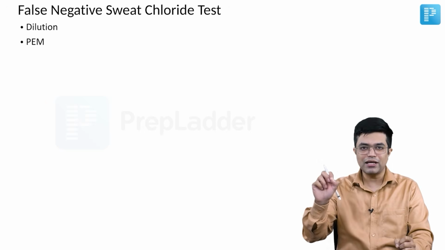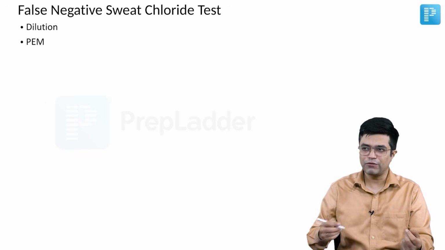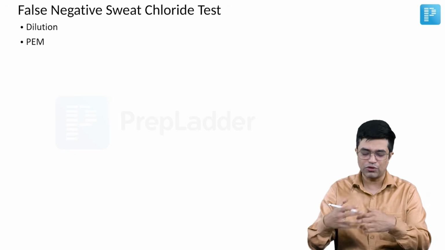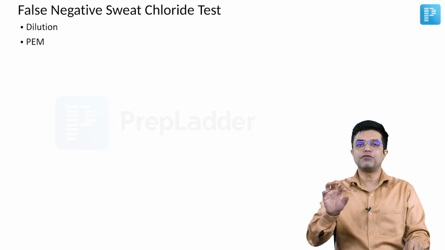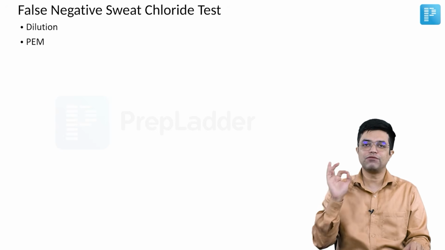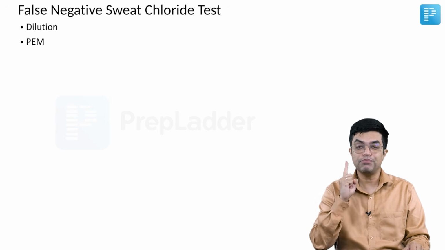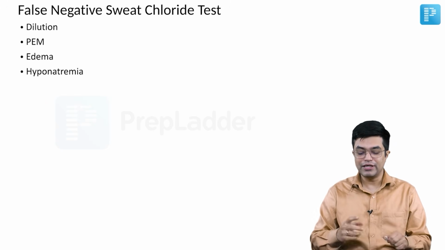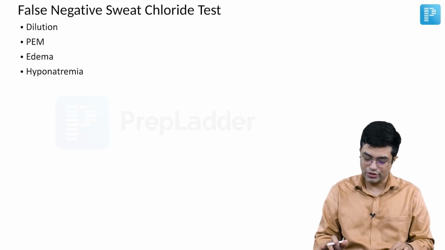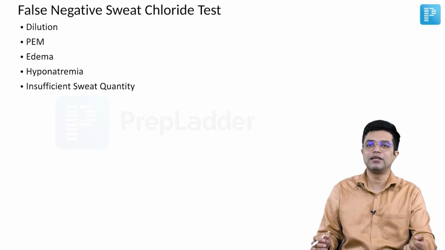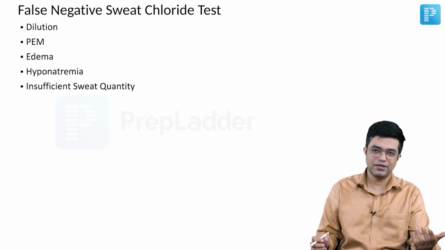You can write it as a one-liner in whatever notes you are making or whatever flashcards you are making, if many of you are fond of making flashcards. So for quick revision, you can remember: which of the following is a cause of both false positive and false negative sweat chloride test? The answer will be protein energy malnutrition. Then edema. Then hyponatremia will produce a false negative sweat chloride test. And then insufficient sweat quantity. If the sweat is not collected in adequate amount, then obviously the sweat chloride level can be less.